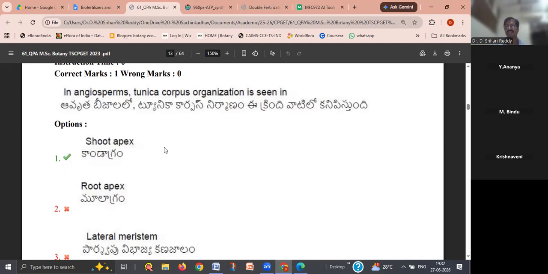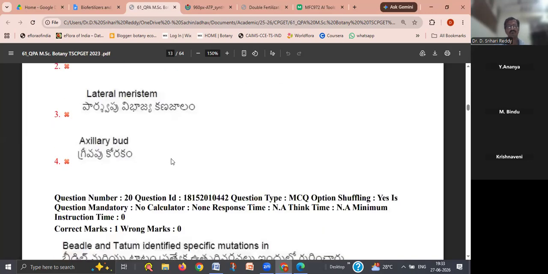Ornstein, Schmidt, all these names you should remember. Schmidt proposed the tunica corpus theory, Einstein proposed the histogen theory, and Nägeli and Hofmeister are related to the apical cell theory. So you remember all these names.